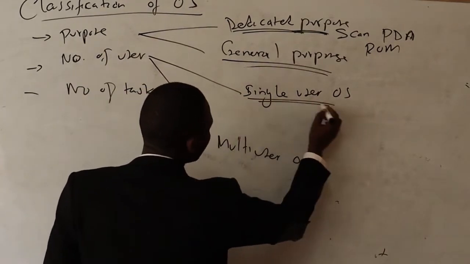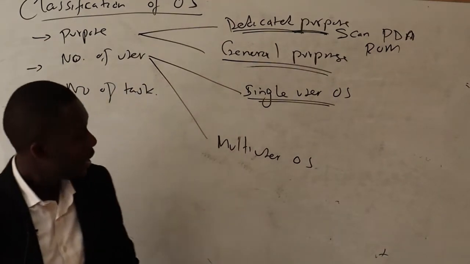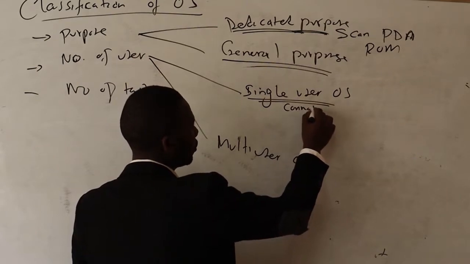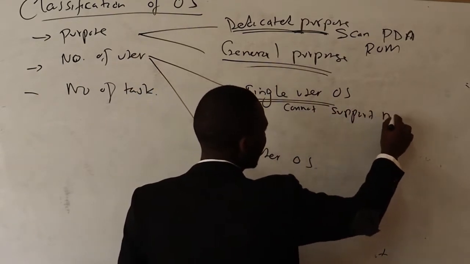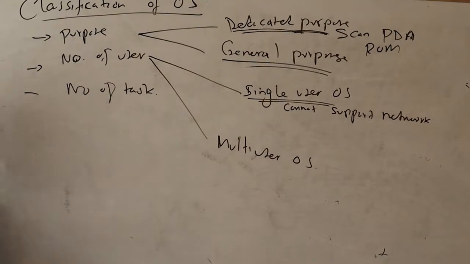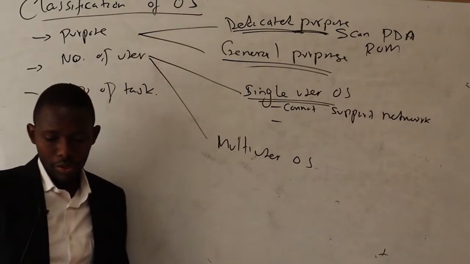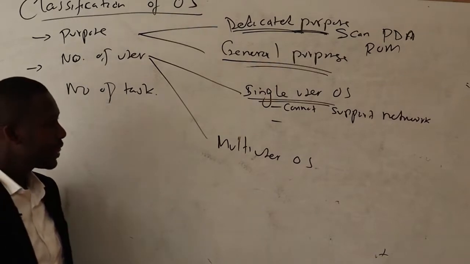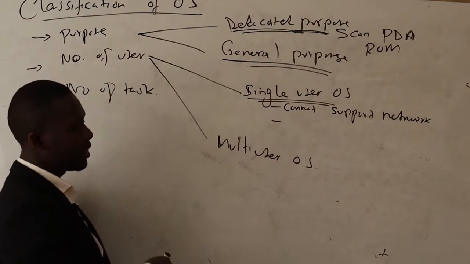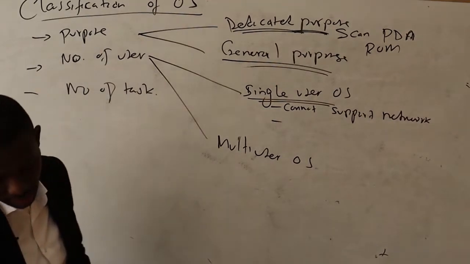Whenever we talk of an operating system being single user, then the element of networks comes in. An operating system that is single user cannot support network. So it cannot allow two devices to be connected together, because once you connect to a network, automatically the element of multi-user comes in. So these are operating systems that can allow only one user to log in, either at different times or at one given time. That is a single user operating system.